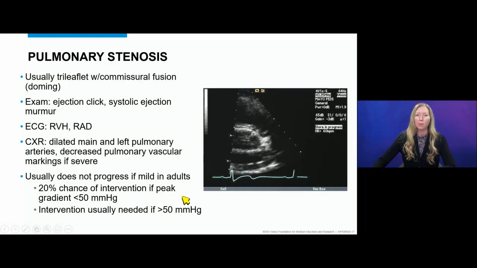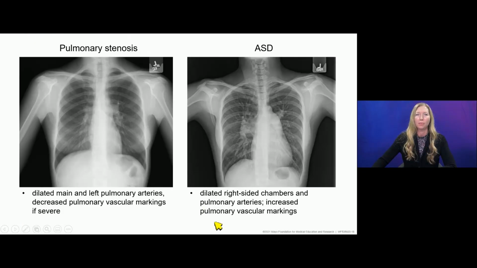And if you see mild pulmonary stenosis in an adult patient, it's rare that it progresses. So only a 20% chance of progressing if the maximum gradient's less than 50. But if the gradient is high, these patients usually do need intervention, and our first line is usually a pulmonary balloon valvuloplasty.